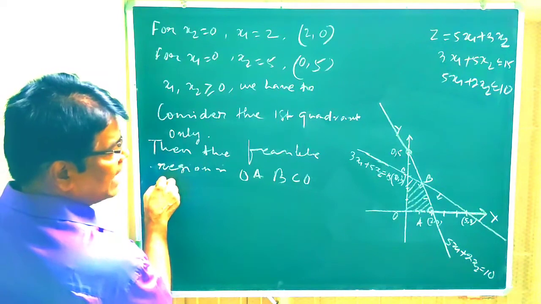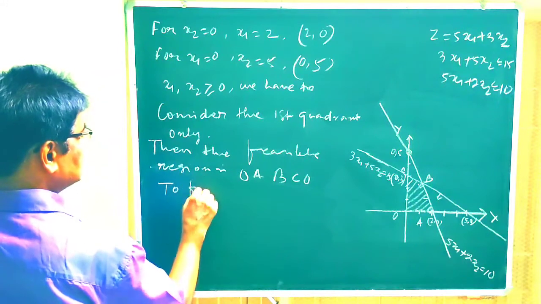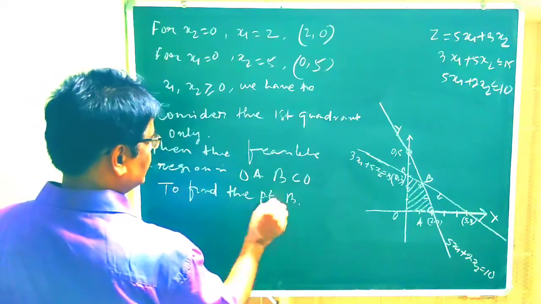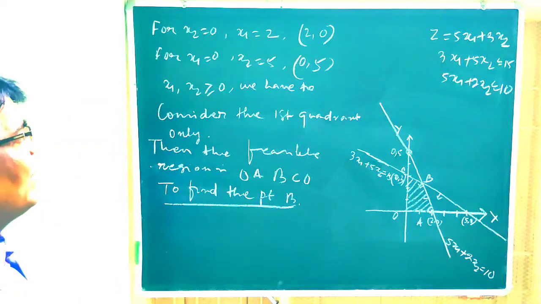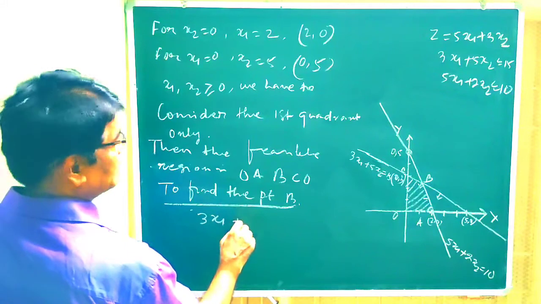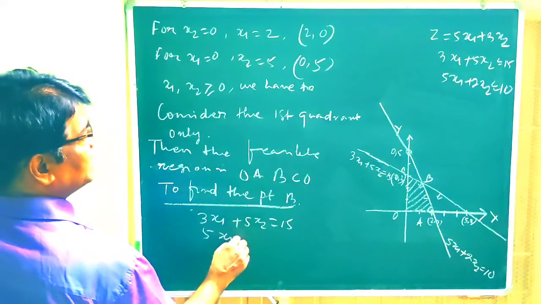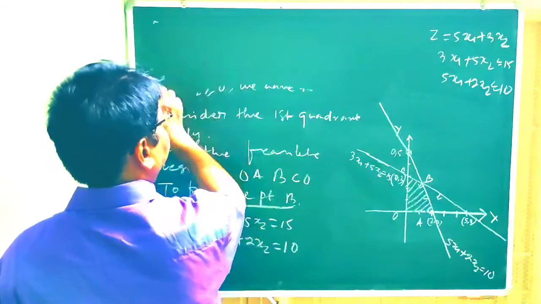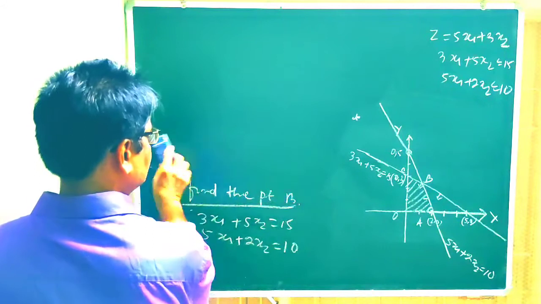Now we have to find the point B. In order to find the point B, we have to solve the equations 3x1 plus 5x2 is equal to 15 and 5x1 plus 2x2 is equal to 10.